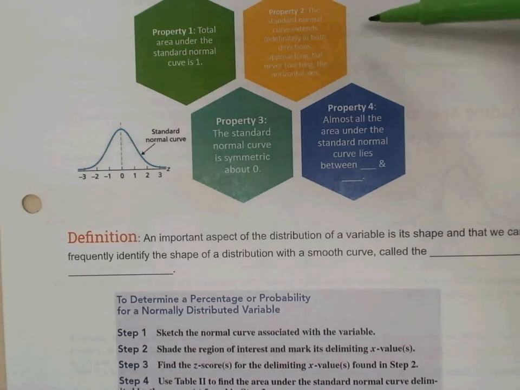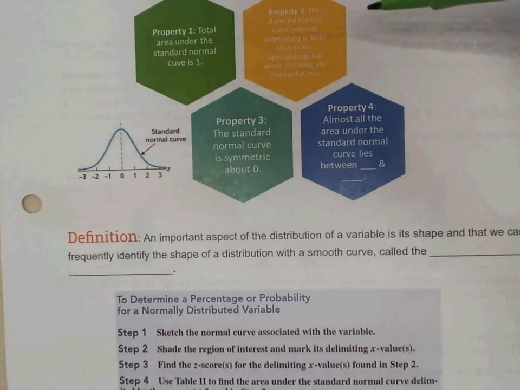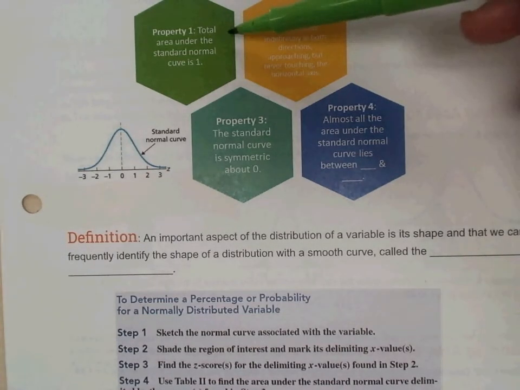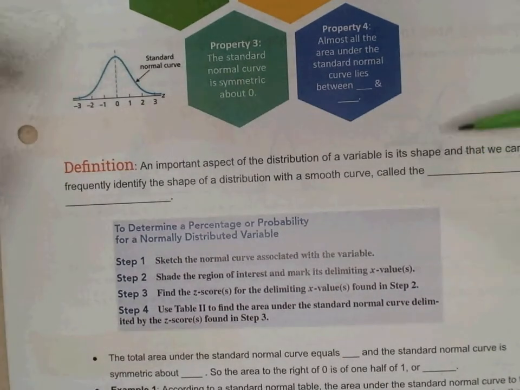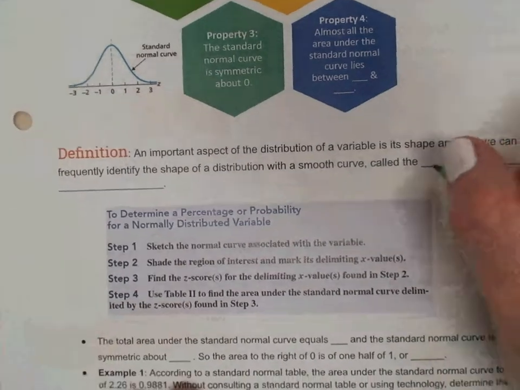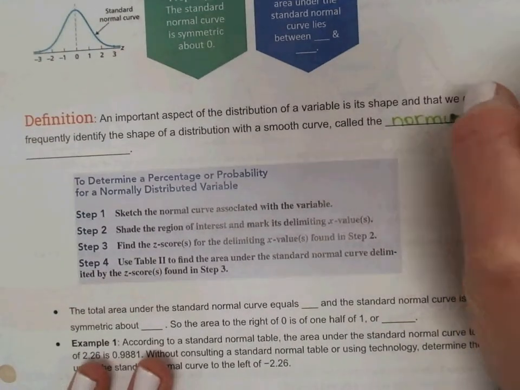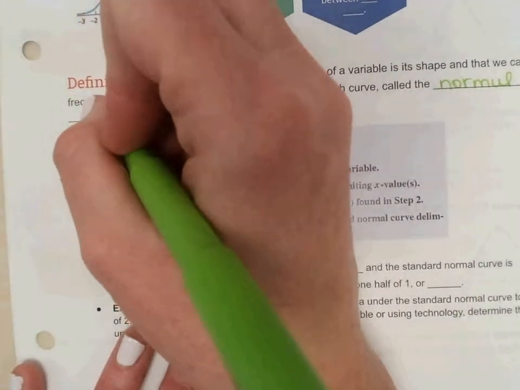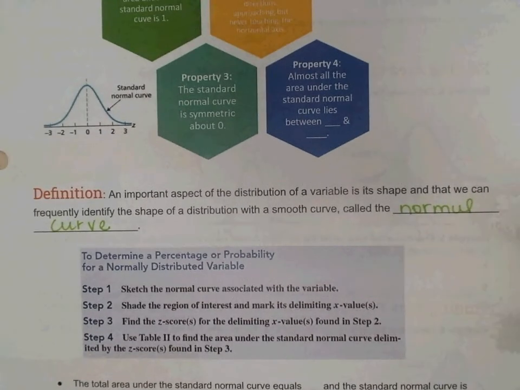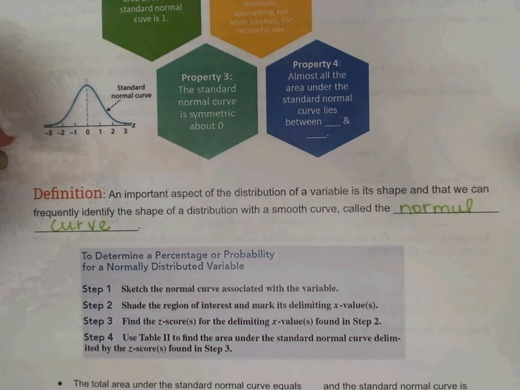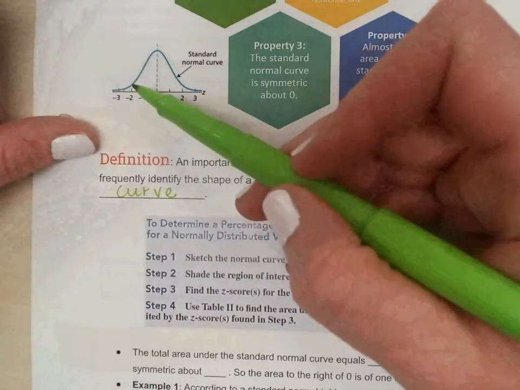An important aspect of the distribution of a variable is its shape, and we can frequently identify the shape of the distribution with a smooth curve called a normal distribution, or normal curve. So we went ahead and jumped out of the definition. That's fine. Will you read property 1 for us, please, Toby? Well done. That's review. We know this. The area under the standard normal curve is always 1.